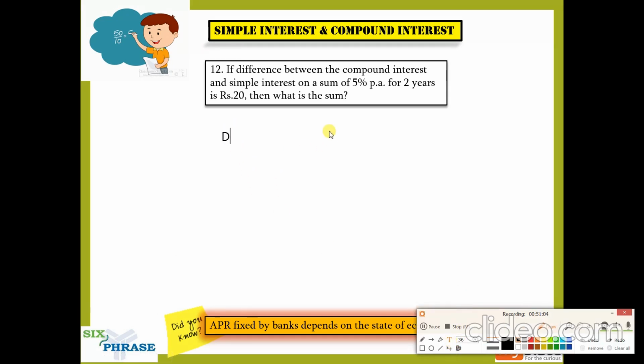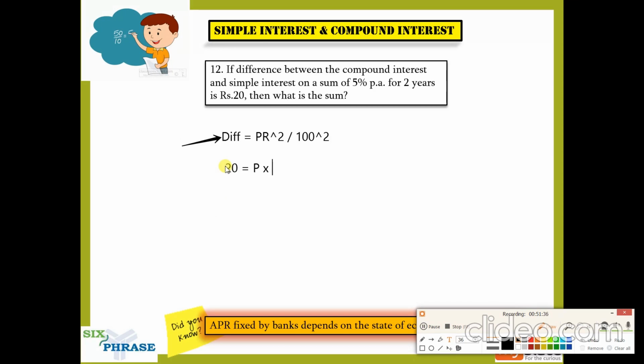So the formula for the difference is equal to P R squared divided by 100 squared. Now they have given you the difference. This is given, okay, they have given this to be 20. They are asking you to find P. So 20 is equal to P into R, which is 5 percentage, right, guys? So I'll write 5 squared.